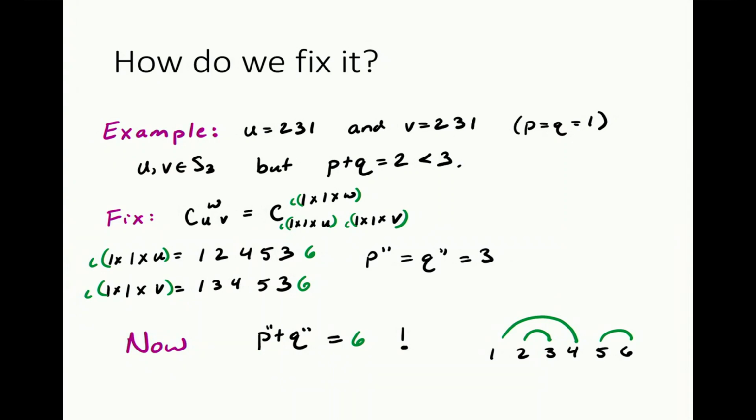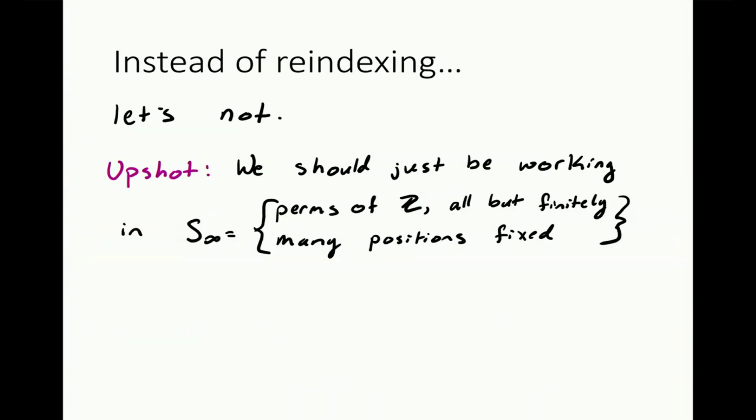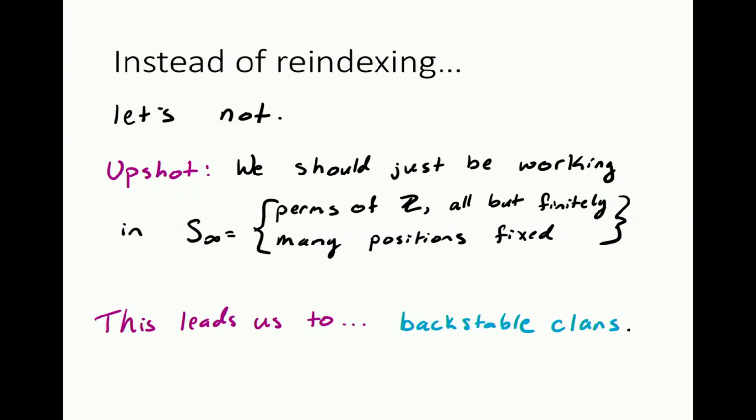Now, as you can tell, I'm not good at reindexing. Reindexing sounds terrible, so let's not do that. Instead, let's just let ourselves work with negative numbers. So again, this back stabilization idea, let's not reindex all the time. Let's just allow ourselves to work with permutations of Z. So we should be working with these permutations in Z. This leads us to a notion that Oliver and I defined of backstable clans.